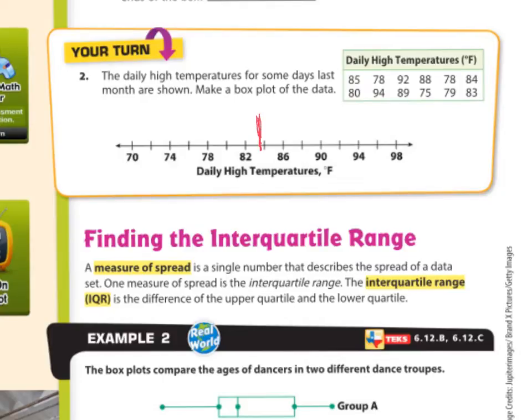That's my median. Okay, and then my upper quartile was 88 3/4. So this mark would be 88. This would be 89. So 88 3/4 would be about right here. And then my lower quartile would be 79 1/4. This is 80. So this is 79 right here. So 79 1/4 is a little bit after that. So there's my box.